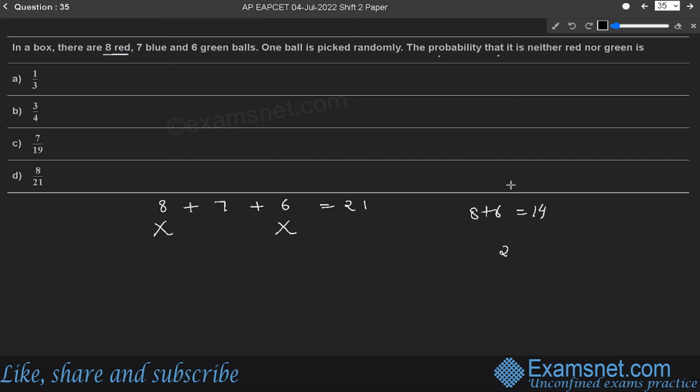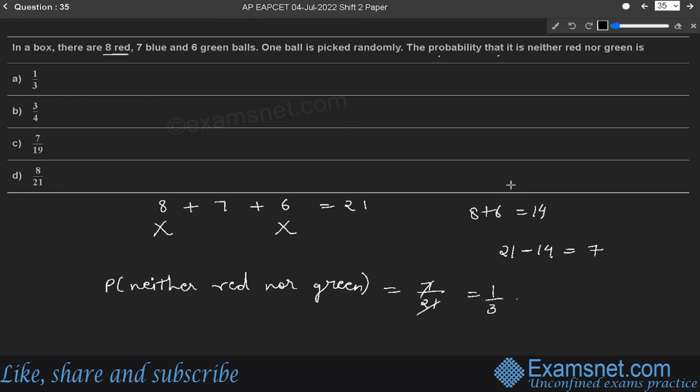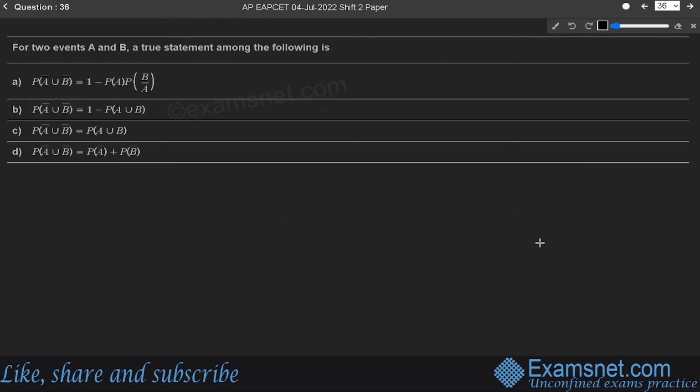So out of 21, if we eliminate these 14 balls, then the number of chances are 7 and the total number of balls is 21. So probability of neither red nor green will be equal to 7 upon 21, which is equal to 1 by 3. So the correct option is option number A here, which is 1 by 3. Moving on to next question.